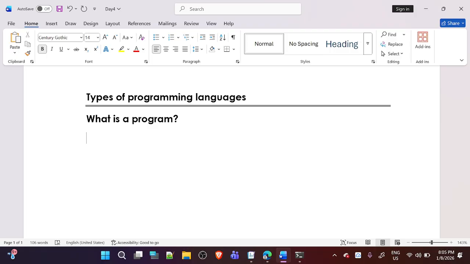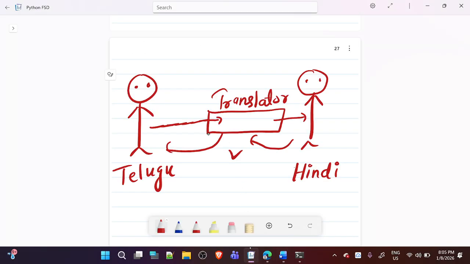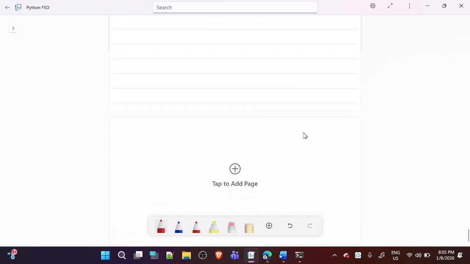A set of instructions that combines input and output. A program is a set of instructions. Okay, so let's see here.